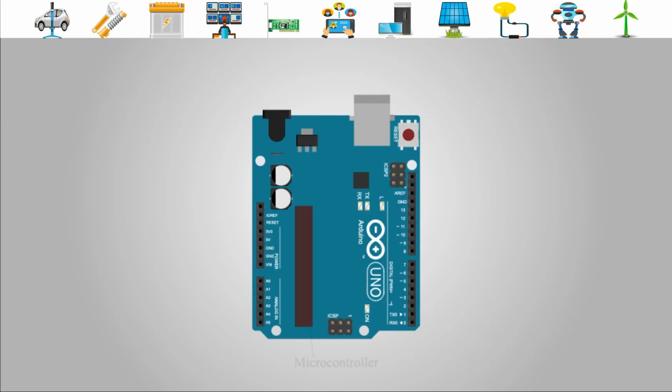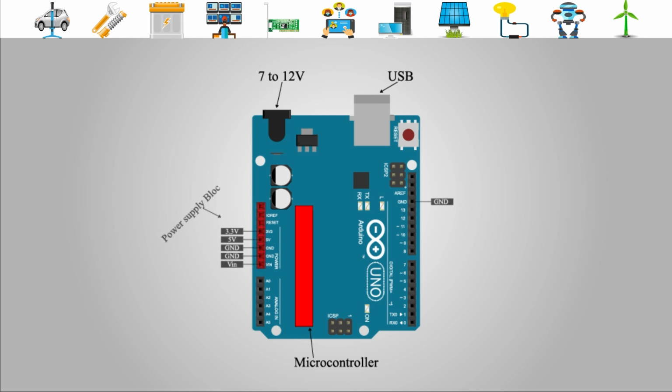The Arduino is a versatile microcontroller platform that is equipped with a variety of input-output pins. It can be powered through a 7 to 12 volt power supply block or via its USB port, which simplifies connecting it to a computer or other USB power source. The board features a regulated power supply that provides stable outputs of 5 volt and 3.3 volt, which are crucial for powering sensors and other peripherals, as well as multiple ground GND pins to complete circuits.